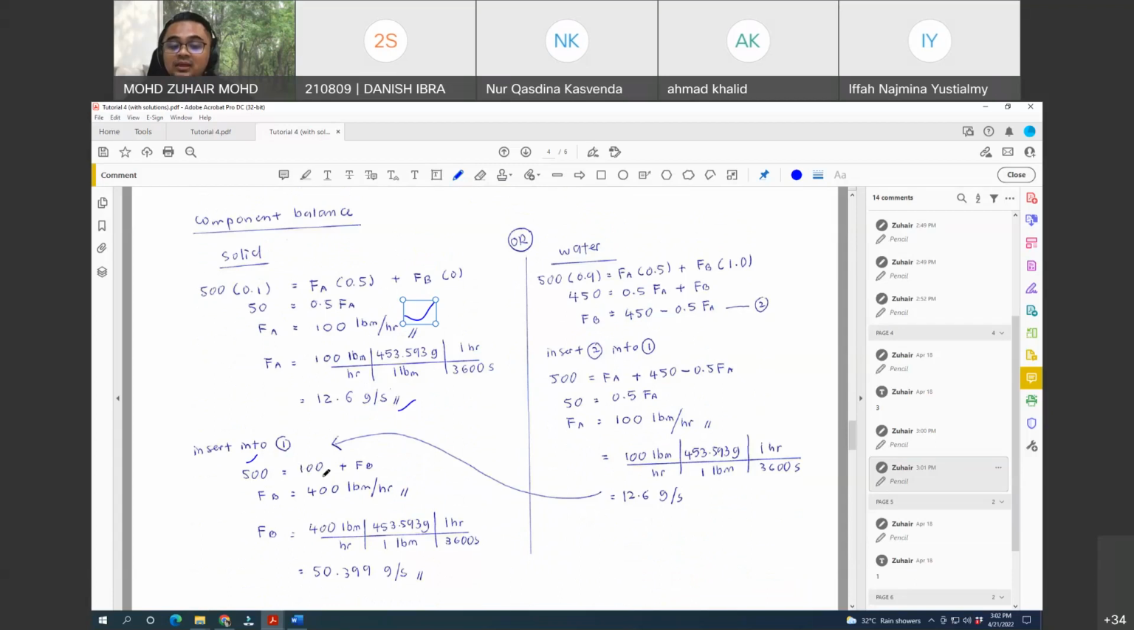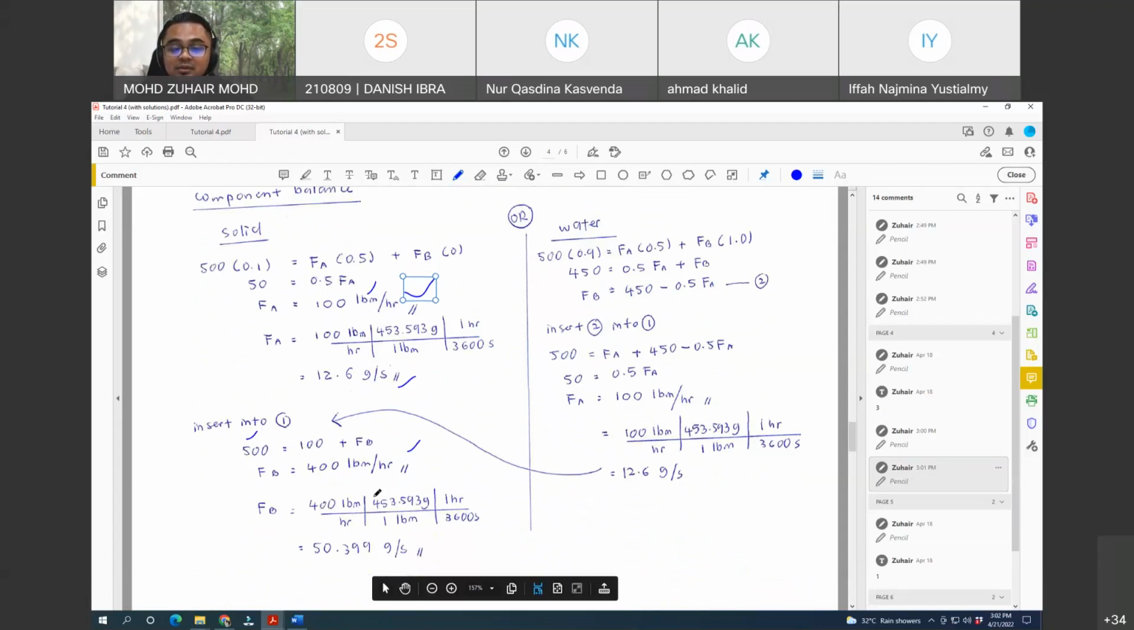So we consider the FA also in pound per hour too. So plus FB. So FB is going to get 400. Also the 400, the question asked should be in gram per second. So we're just going to do the direct unit conversion approach, so that at the end you're going to get FB equals 50.399 gram per second.